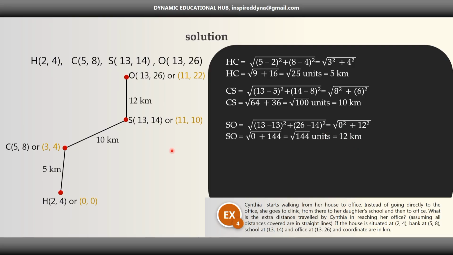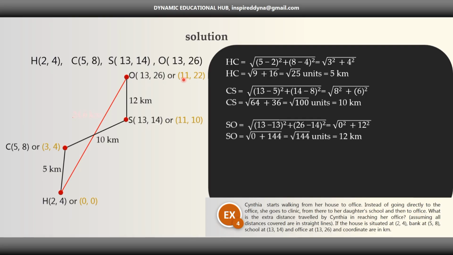Now we need to calculate the distance from Cynthia's house to our office. But in the question, she didn't move straight from her house to the office, but she travels from the house to clinic to school, then school to our office. So we need to find this distance from the house to the office. This is the actual distance that Cynthia is supposed to cover. Still use the distance formula. To find that, we can simply use these golden coordinates. Since we have 0, 0, we can just say square root of 11 square plus 22 square.